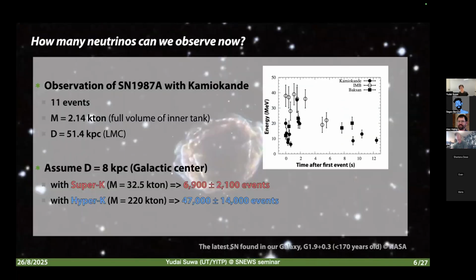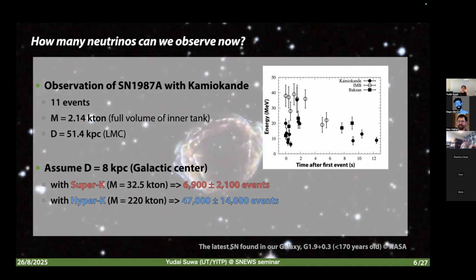So let's think about how many neutrinos we can observe now. Based on these statistics, for neutrinos detected by a water Cherenkov detector, let's use the number based on the Kamiokande detector. At that time, from supernova 1987A, Kamiokande detected 11 neutrinos, and Kamiokande has about 2 kilotons in full volume. The distance was a little larger than the galactic center. This object appeared in the Large Magellanic Cloud, which is about 50 kiloparsecs away from the Earth.